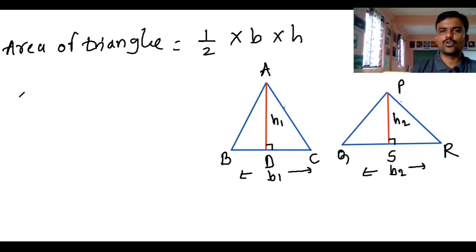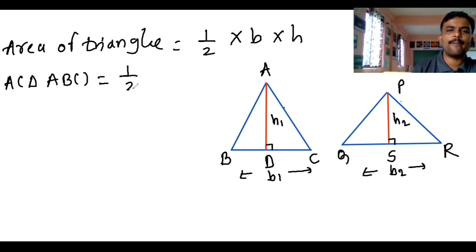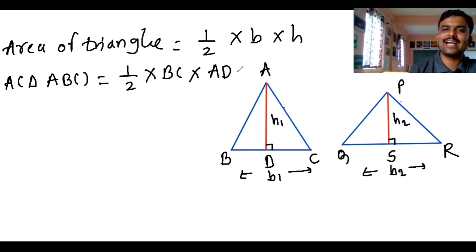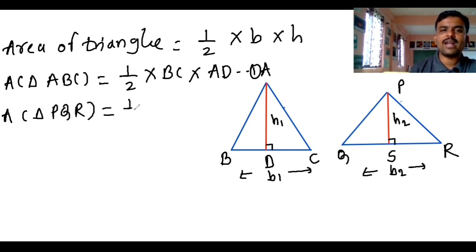Okay, so I'm now going to use that formula for the first triangle. We will get area of triangle ABC is equal to 1/2 into base, which is BC, into height for the first triangle, which is AD, and this is equation number 1. Now in the second triangle, after using that formula, it will become area of triangle PQR is equal to 1/2 into base, which is QR, and height is PS. It is the second equation.